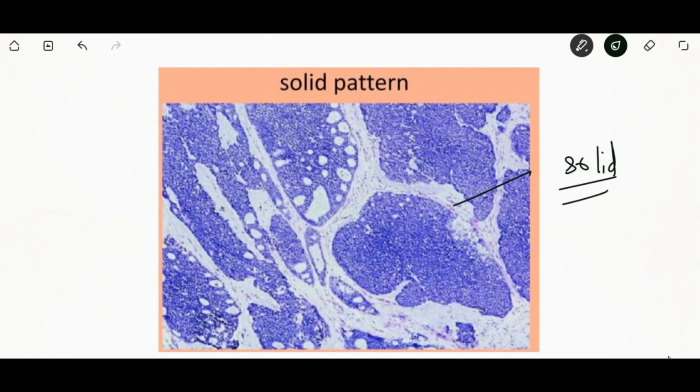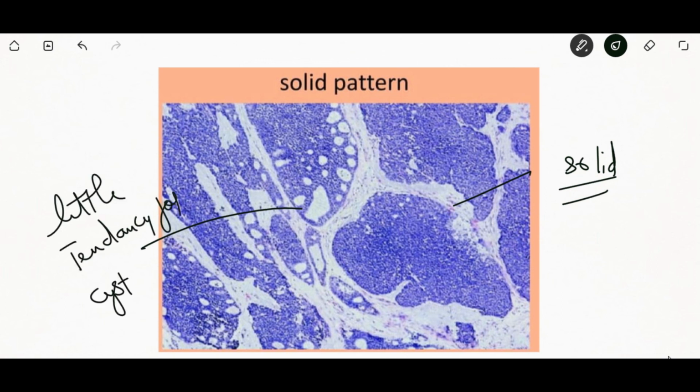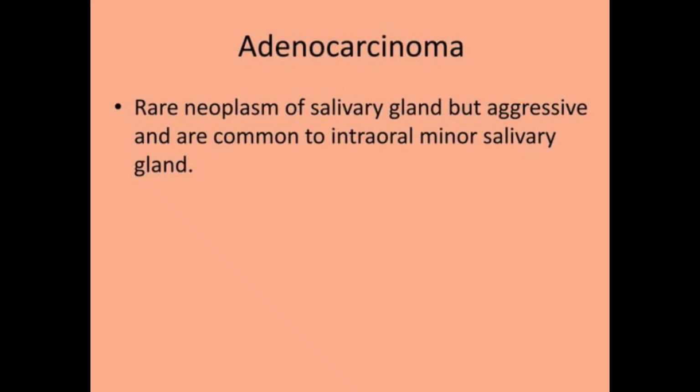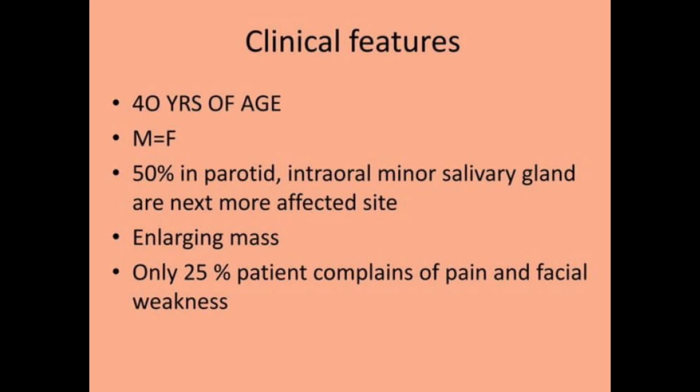The treatment of adenoid cystic carcinoma is chiefly surgical excision. We can give radiotherapy for high grade malignancies. The next is the adenocarcinoma. It is a rare neoplasm of the salivary glands, but aggressive, and is most common in the intraoral minor salivary glands. So, which carcinoma is most common in the intraoral minor salivary glands? It's the adenocarcinoma.